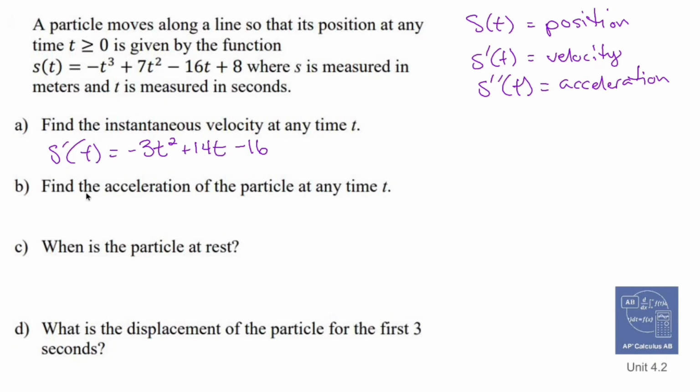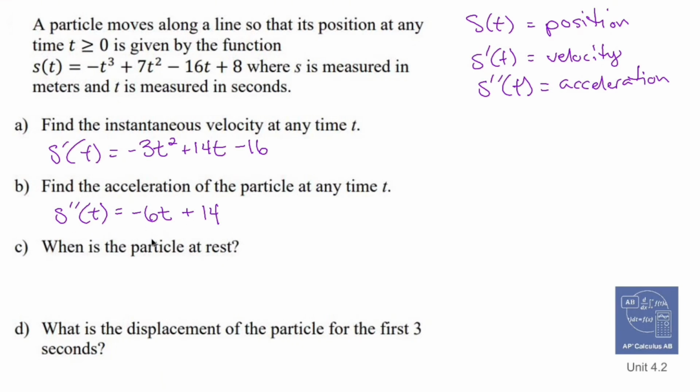B is asking us to find the acceleration at any time t. Similar idea, we're going to take the second derivative, which is the derivative of the first derivative. So we're going to use the power rule a couple times again. The derivative of negative 3t squared is negative 6t. The derivative of 14t is 14, and the derivative of negative 16 is nothing. So that's my acceleration function at any time t.